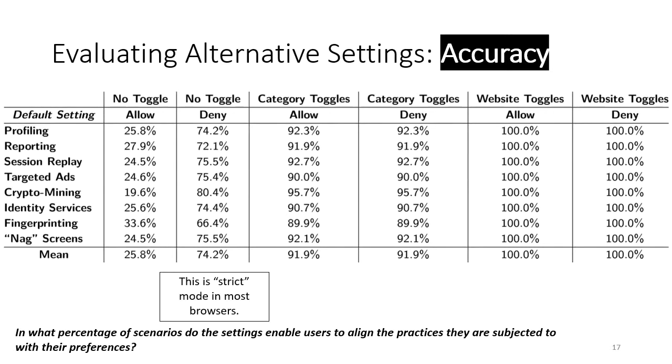You can see here that the accuracy substantially increases between the no toggle allow and the no toggle deny, and this is easily explained by the proportion of participants that we saw preferring to opt out in general.